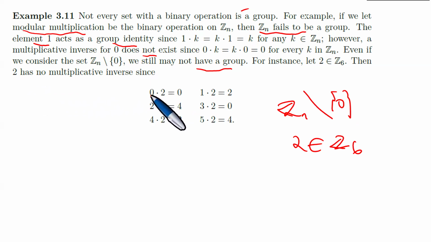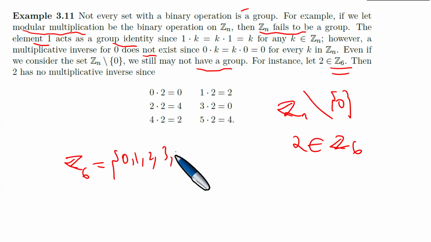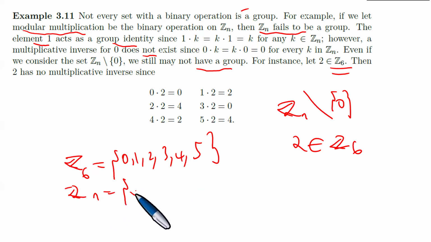Why? Because you can multiply 2 by all the numbers in Z6. If we want to find the multiplicative inverse of 2 in Z6, the elements are 0, 1, 2, 3, 4, 5. Remember that for Zn, we have 0, 1, 2, and we stop at n minus 1. So we stop at 6 minus 1, which is 5. So now, 2 has no multiplicative inverse.